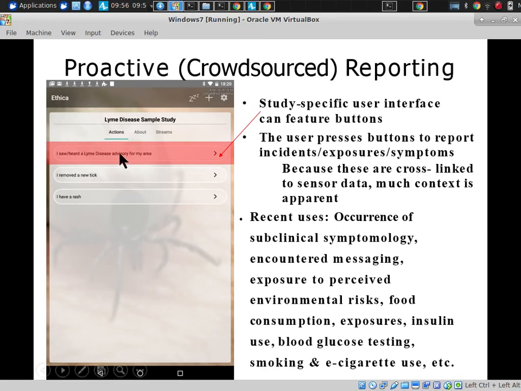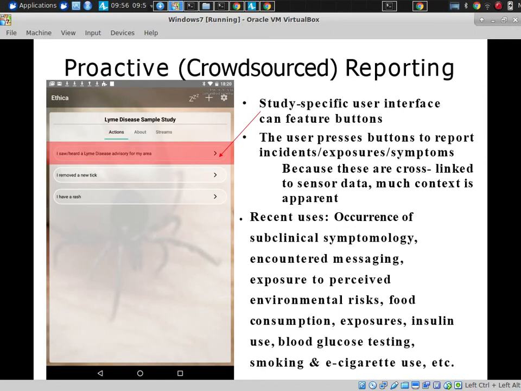So for example, an individual might push a button here, and it might call up a mini survey which talks to them more about it. So they might say, look, I encountered a Lyme disease advisory, and it might ask them, how did you feel about that advisory? What did it make you feel about your risk? What's your current perception of risk? Are there things you're confused about?